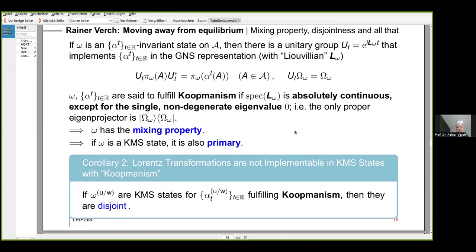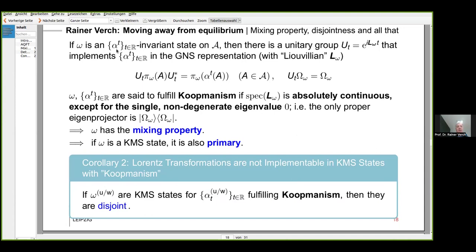Now, there is an interesting condition as to when mixing property and primarity, these central two ingredients which lead to this disjointness result, are fulfilled. And that is a spectral property for the automorphism groups relative to the states. So I have to explain this a little bit.